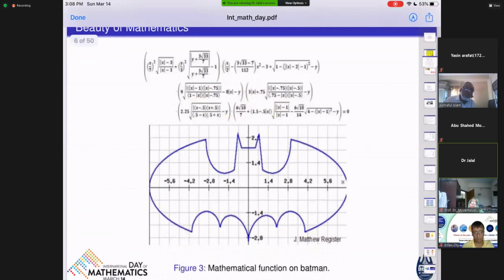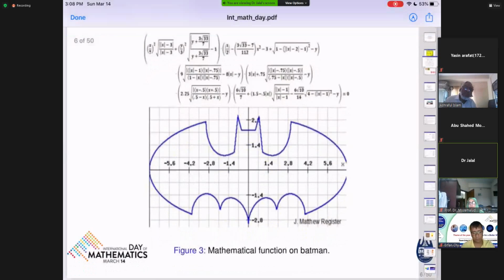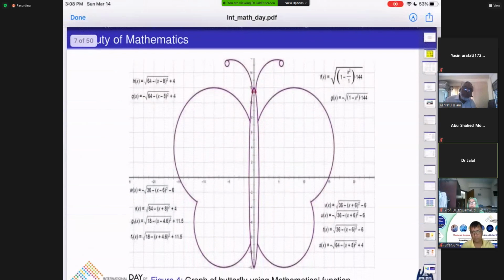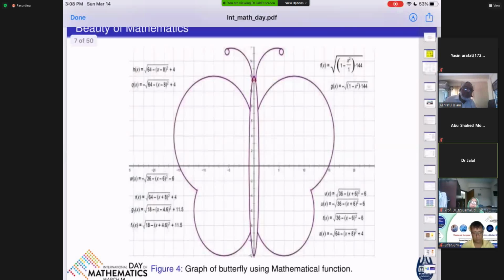Now this is called Batman. Batman in Bengali we say Badur, right? If you know the mathematics, you can draw a Batman with your function. This is a butterfly function. If you know mathematics very well, you can draw a butterfly.